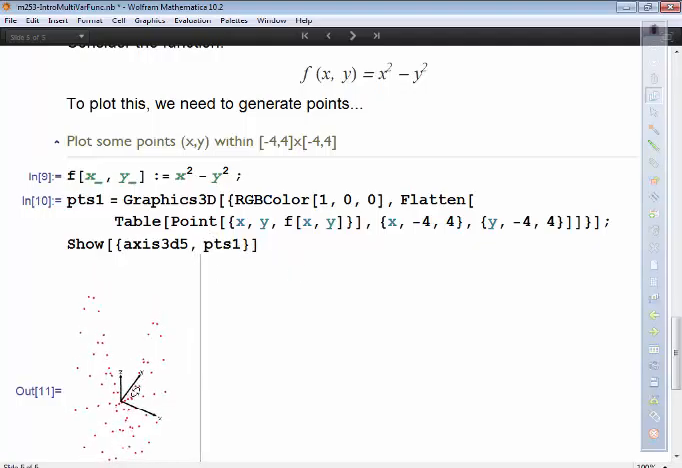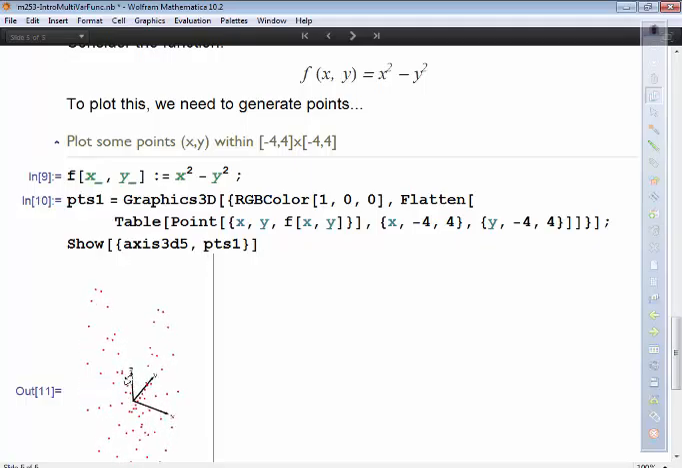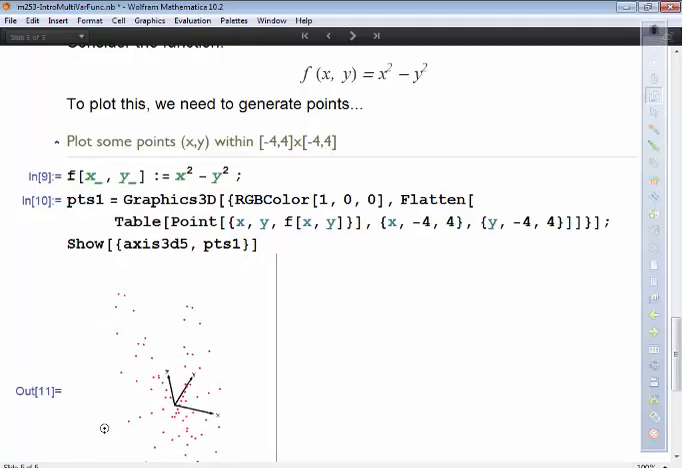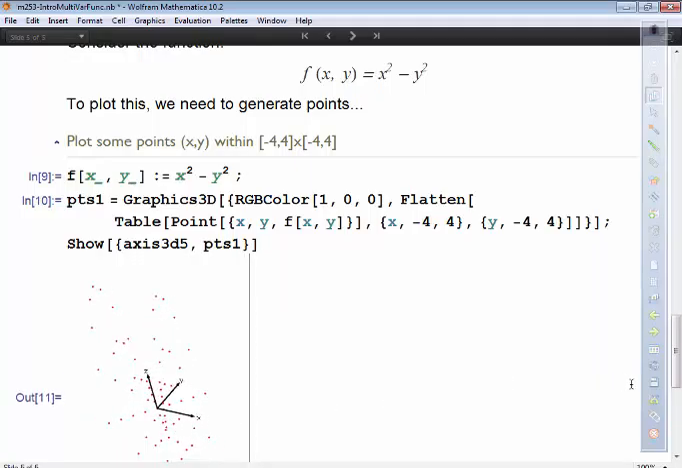Here are some points that are, if you look at it from the top, it's just a random grid of points. But if you put them in space, they kind of look like they're doing something. How did I generate my points? Oh, let's see if I slow it down.